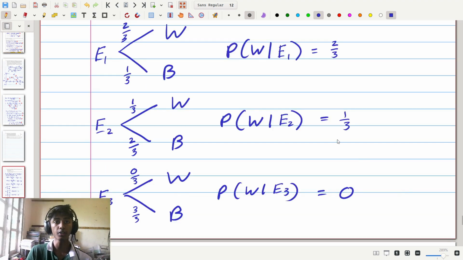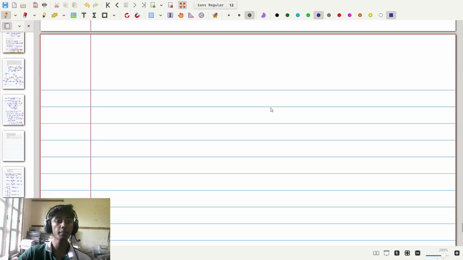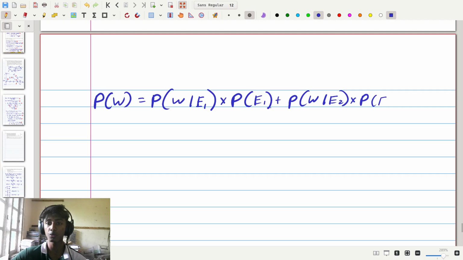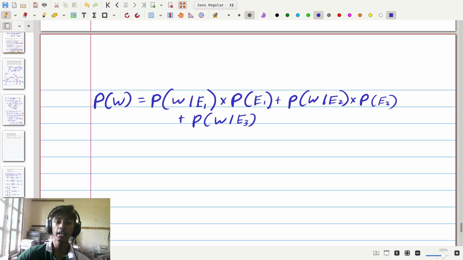Now, given this information, what we can do next is to apply the partition theorem. The partition theorem states if we have any event that we want to find the probability of, which in this case is the probability of W, the probability of this event occurring is equal to the sum of all the probabilities of this event occurring given a partition, which in this case the first partition is E1, times the probability of that partition occurring. So probability of E1 plus the next probability of the event occurring given the next partition, which is E2, times the probability of that partition, which is probability of E2, plus the probability of that event occurring given the next partition, which is E3, times the probability of that partition, for all of the partitions in our total set.